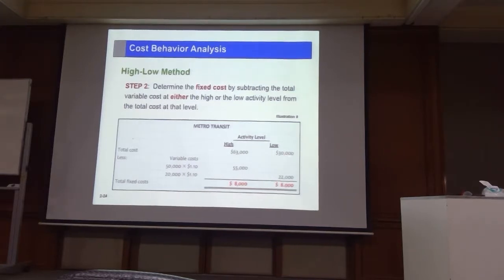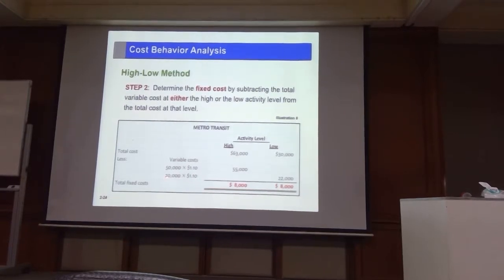Let's see, at the lowest level, the total cost equals 30,000. How about the variable portion? You just multiply 1.1 with 20,000 miles driven, right? So you subtract 22,000 from 30,000, you get 8,000 as well. Okay, so this is how we separate the mixed cost into fixed and variable portion.